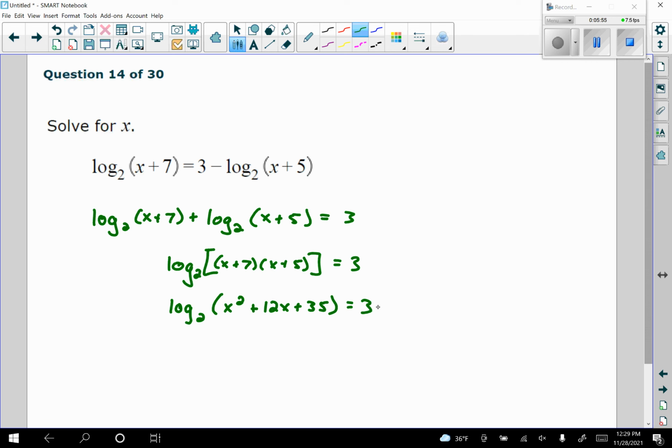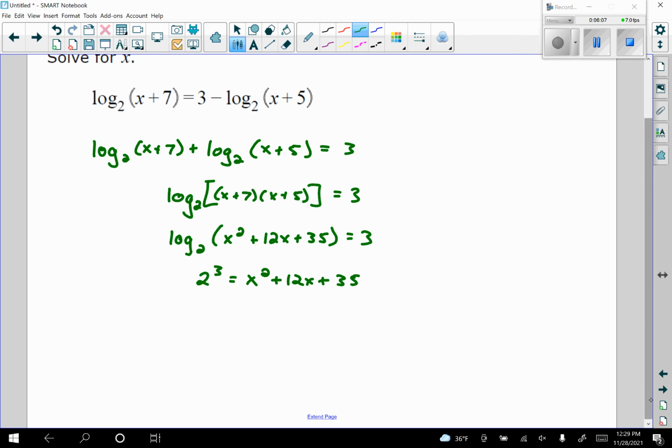Now at this point, I could just rewrite this exponentially. So 2 cubed is going to equal x squared plus 12x plus 35. 2 cubed is 8. So now this becomes 8 equals this trinomial. Let's subtract 8 from both sides. It's a quadratic. We want to solve by factoring. So we'll get x squared plus 12x, 35 minus 8 is 27.